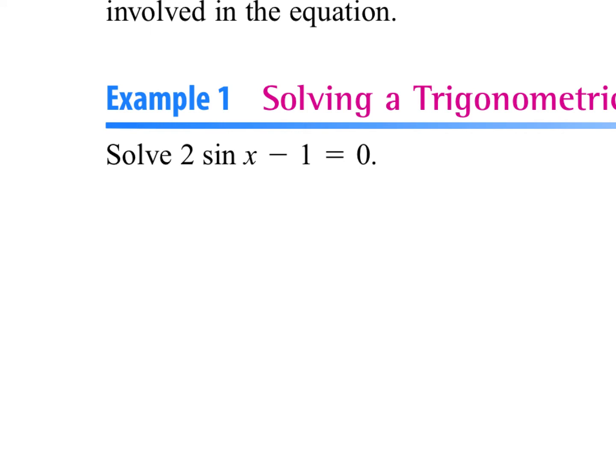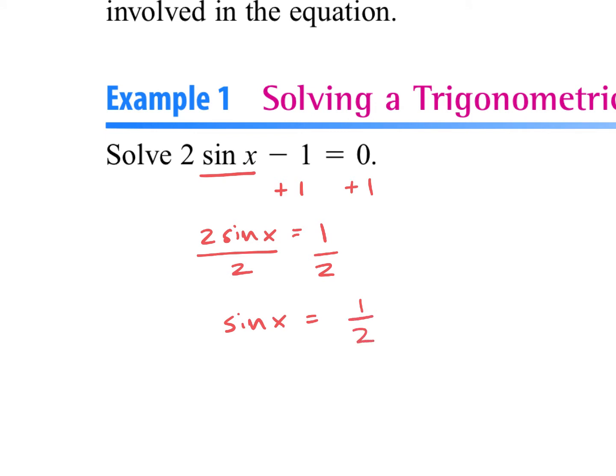our goal is to get sine of x all by itself. So what should I do? Add 1 to each side. Add 1 to both sides. So I have 2 sine of x is equal to 1. What can I do next? Divide by 2. So sine of x is equal to 1/2.